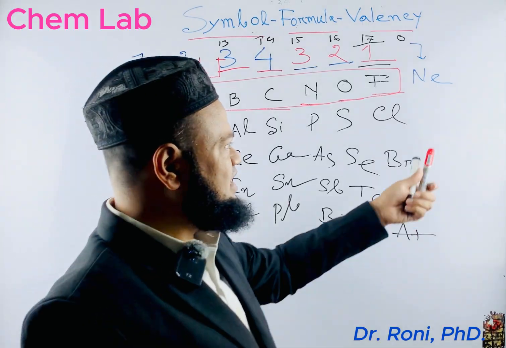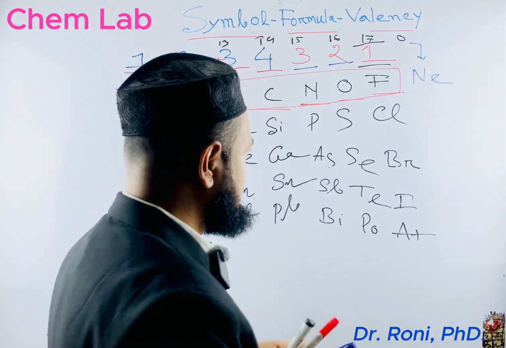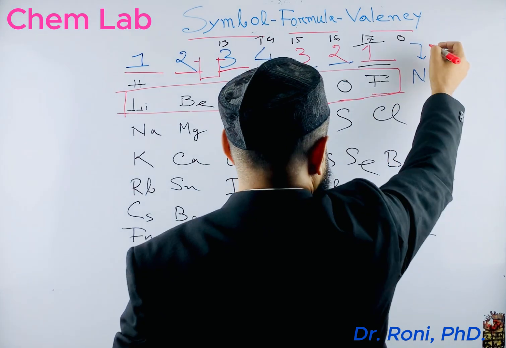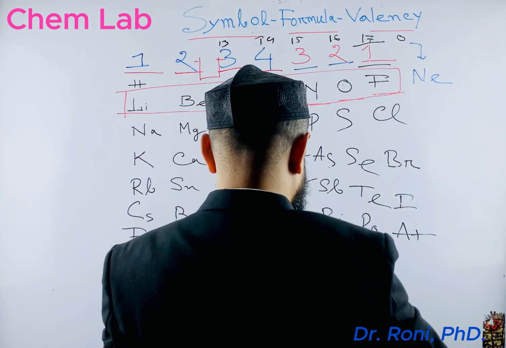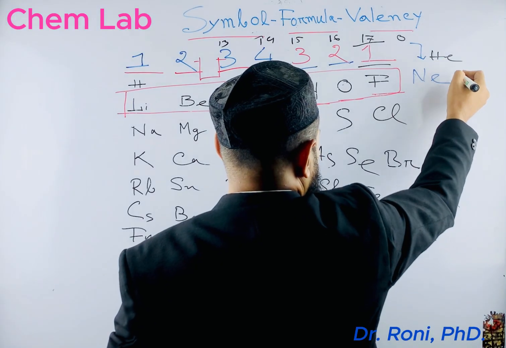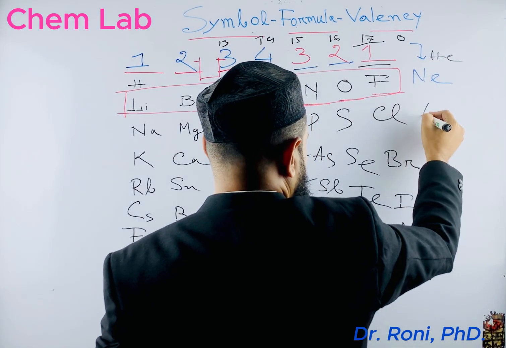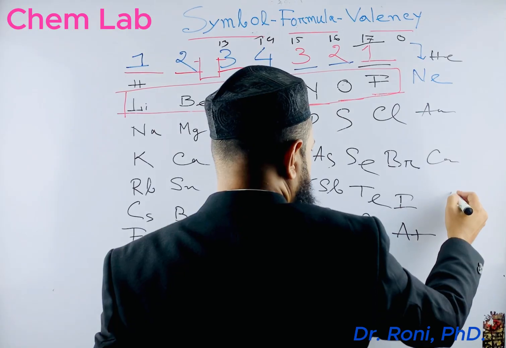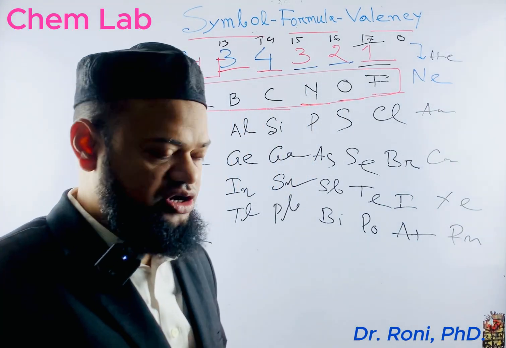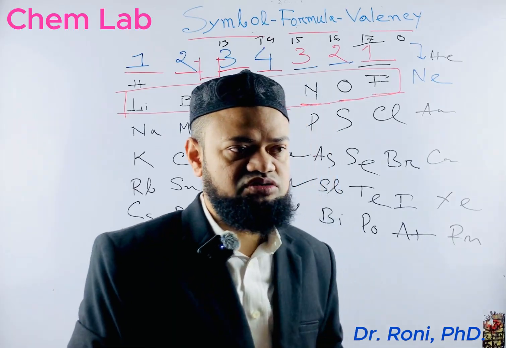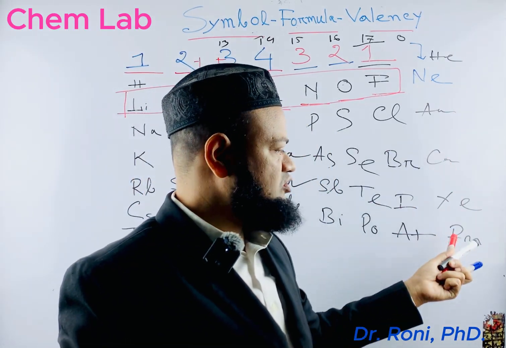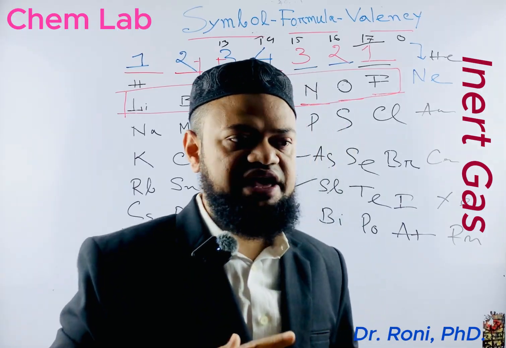And that is the inert gases. For inert gases, it starts with helium, neon, argon, krypton, xenon, radon. So these are the inert gases.